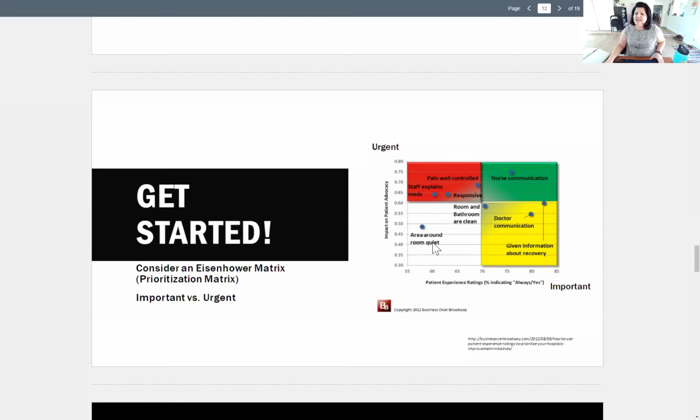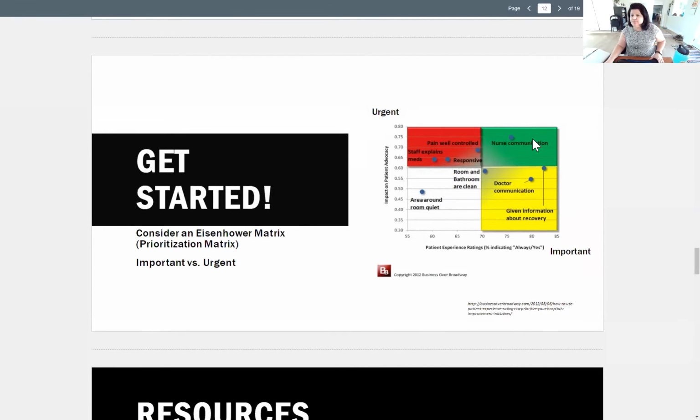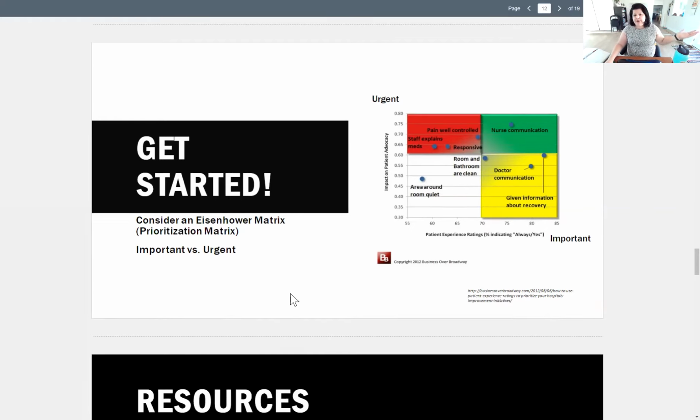And these are the ones where you're like, we can get to them or we can delegate them, but they're not too urgent, because they're not going to make a huge impact on your patient experience ratings, and they're not going to make a huge impact on patient loyalty. So it just depends on what you're considering, okay? But that's how you prioritize work. This is what patients are prioritizing, for example, with HCAHPS. This is an HCAHPS example. You can do it for whatever you're prioritizing.